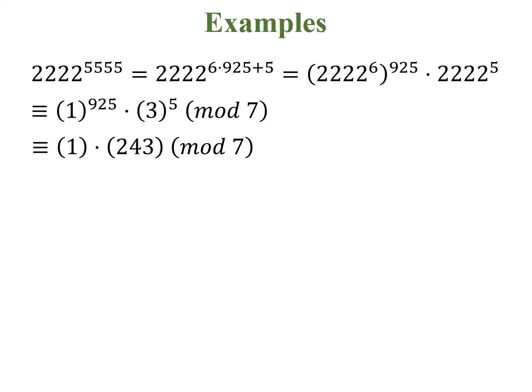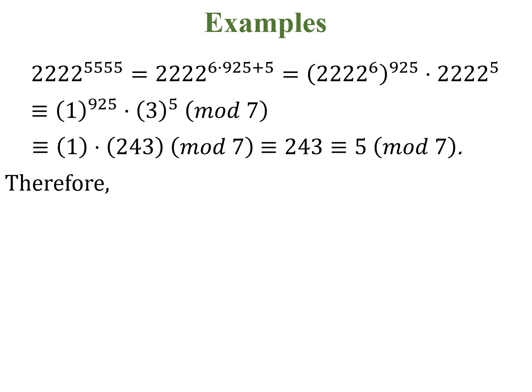You have to divide this by 7 and find the remainder. 7 3s are 21. You will get 33 here, and 7 4s are 28. 5 will be the remainder. So indirectly you will get 243, which is congruent to 5 modulo 7. Okay, so what do we get? 2222 raised to 5555 is congruent to 5 modulo 7, denoted by 1.